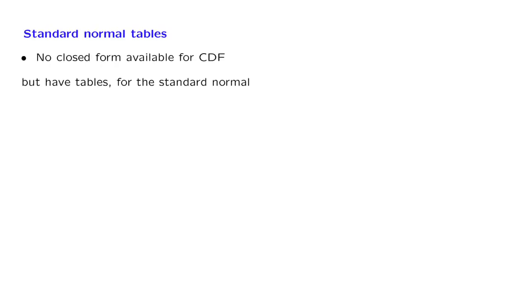We have claimed that normal random variables are very important, and therefore we would like to be able to calculate probabilities associated with them. For example, given a normal random variable, what is the probability that it takes a value less than 5? Unfortunately, there are no closed form expressions that can help us with this. In particular, the CDF, the cumulative distribution function of normal random variables, is not given in closed form, but fortunately, we do have tables for the standard normal random variable.